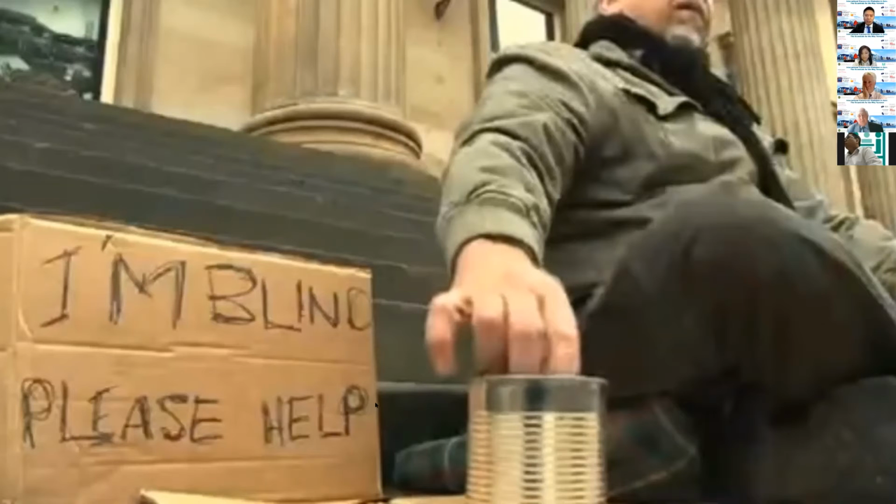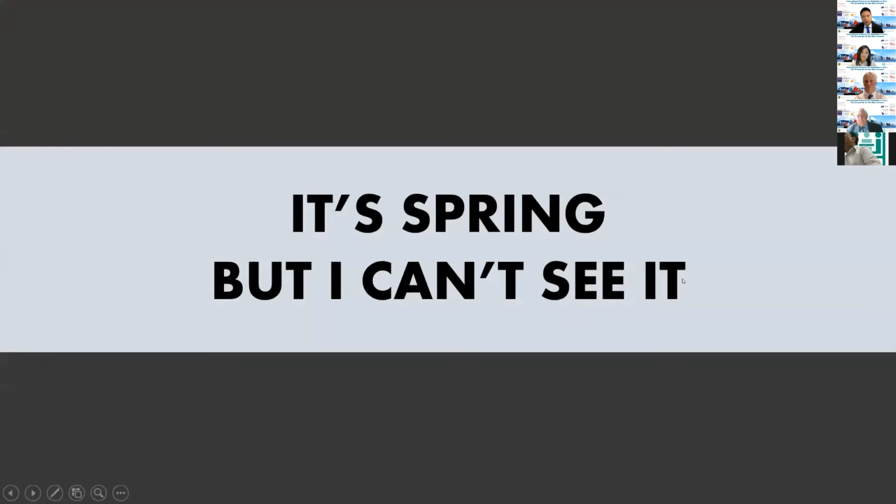So one day, a very kind lady walks past this poor beggar, and she takes away the sign and swaps it with a new sign. And immediately, people start to react very differently by putting a lot of spare change in his small can. Okay, so what does the lady do, and why does it have the effect of changing people's behavior so dramatically? The new sign says, "It's spring, but I can't see it."